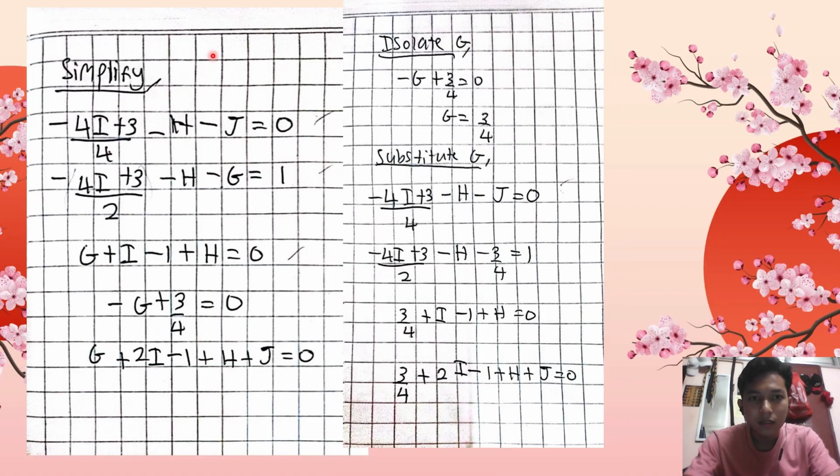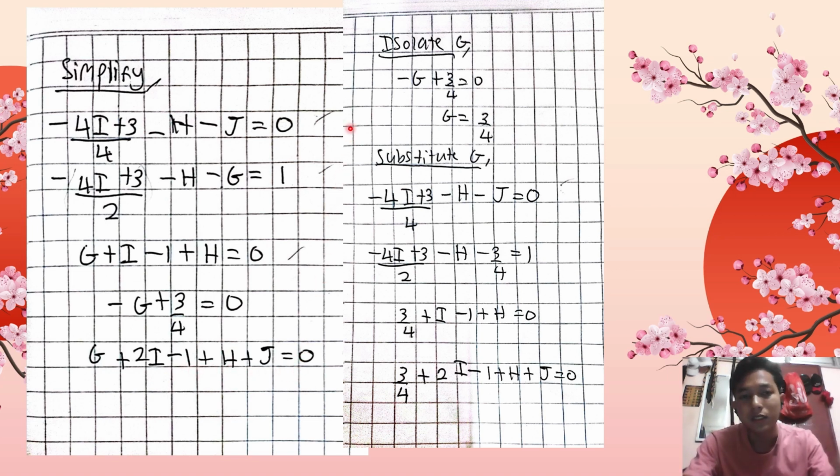After we substitute all of the E, we simplify and get this. Negative 4i plus 3 over 4 minus h minus j equal to 0. Negative 4i plus 3 over 2 minus h minus g equal to 1. g plus i minus 1 plus h equal to 0. Negative g plus 3 over 4 equal to 0. g plus 2i minus 1 plus h plus j equal to 0.